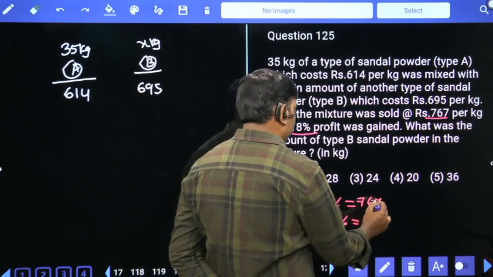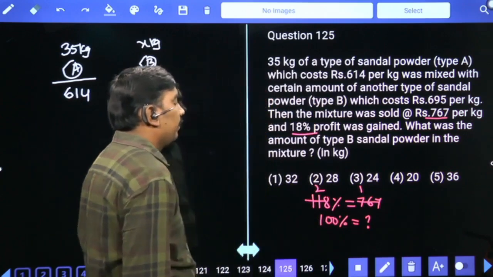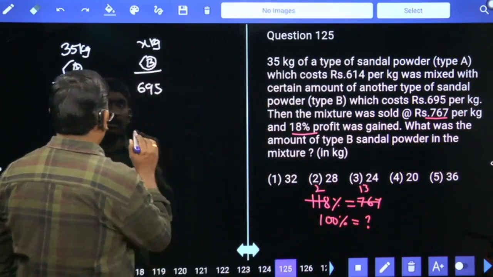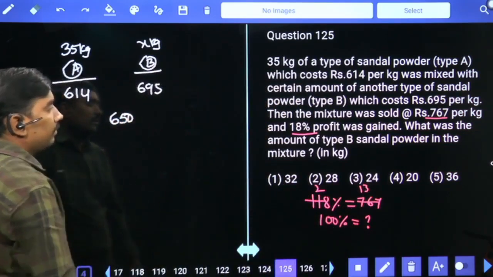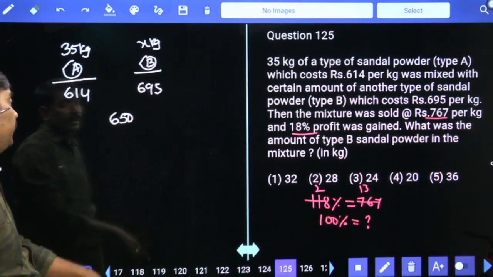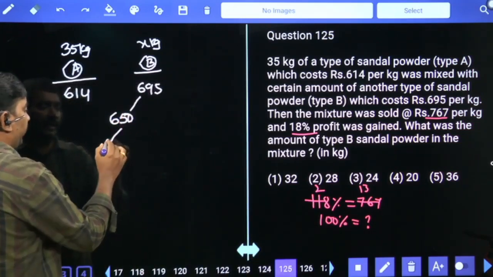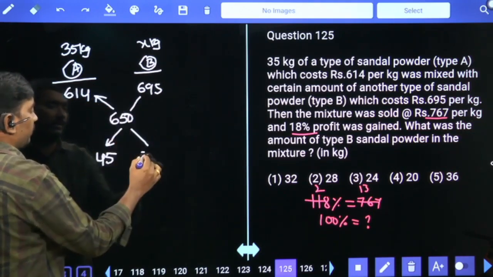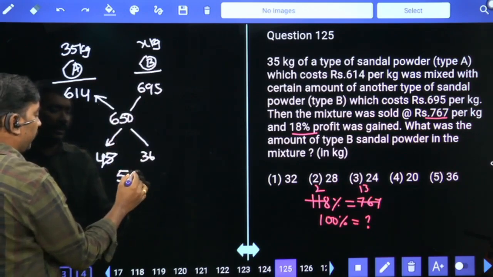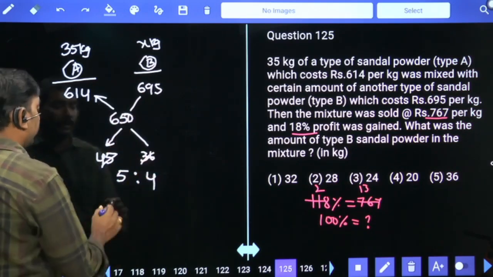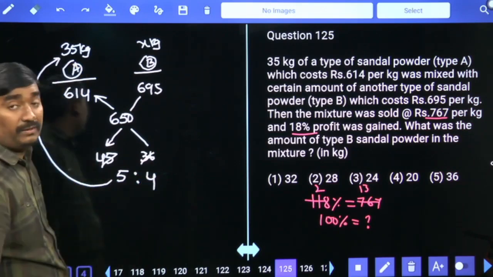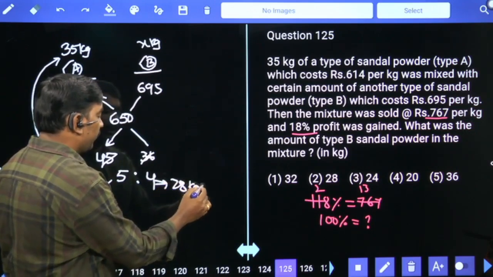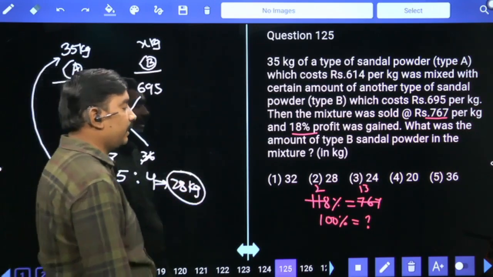59 2 times, 59 1 time, 59 remaining 177, 59 3 times. 650 is the cost price of the mixture. What was the amount of type B sandal powder? 695 minus 650 means 45. 650 minus 614 means 36. 9 5s, 9 4s. 5 parts value 35 kg, then 1 part value 7 kg, 4 parts value 4 sevens are 28 kg is your answer. Second option is your answer.